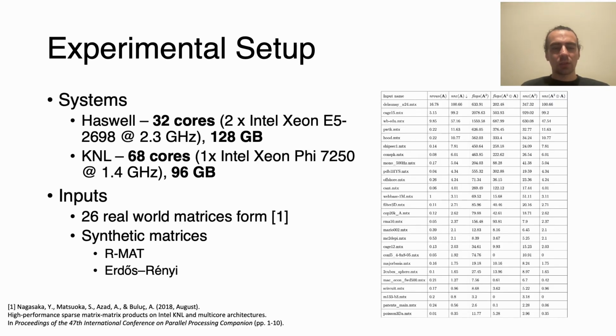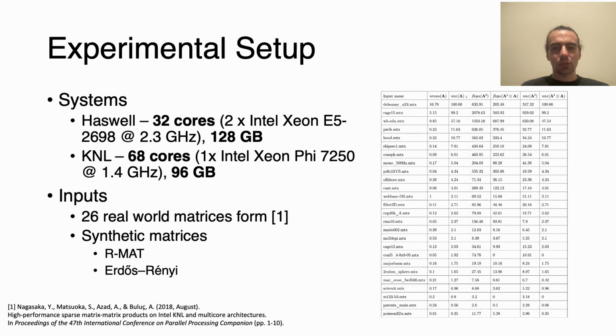We evaluate all algorithms on query, on Haswell nodes and KNL nodes. Haswell nodes have two 16-core CPUs that run 2.3 GHz, and they have 128 GB of RAM, and KNL has 68 cores and 96 GB of RAM. For inputs, we used both real-world matrices and synthetic matrices. For real-world matrices, we picked 26 matrices from previous work, and for synthetic matrices, we use RMAT and ER matrices.